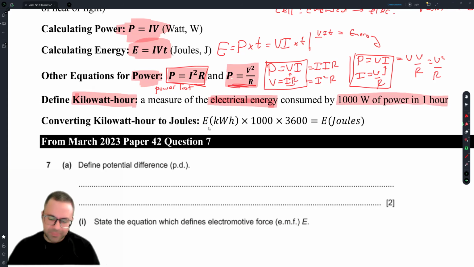Let's say I open up my application to pay my electricity bill this month, and I pull it up. It's like, oh, what do you mean I need to pay £1,000? Yeah, thank God it's not. But let's say I have to pay £1,000. How does the electricity company measure the electrical energy that I use?